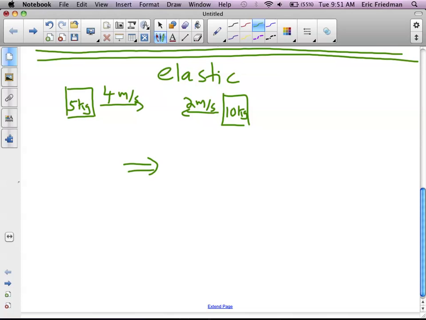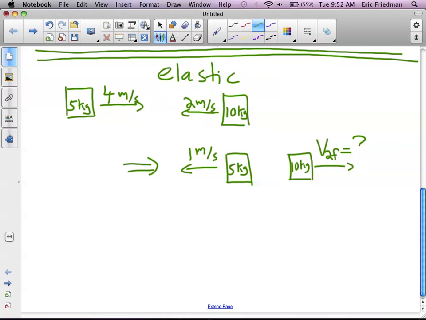So in this collision, let's take the first box and have it bounce backwards, and we'll have that speed be 1 meter per second. And this was our 5 kilogram box. And then now finally I can solve something. Here's my 10 kilogram box, and now I can have this be an unknown. I'm going to call that V2F this time. And I'll call that unknown.